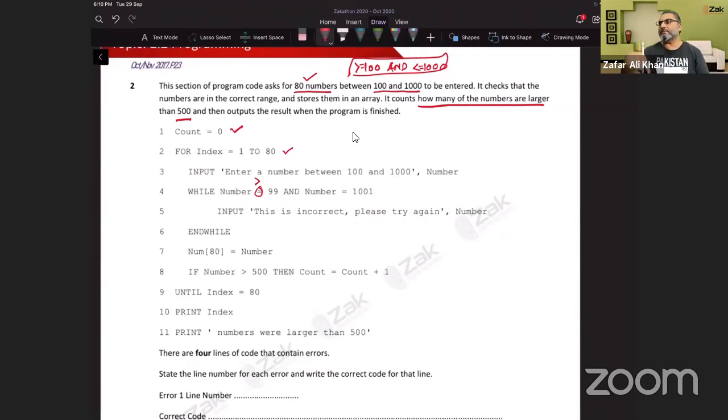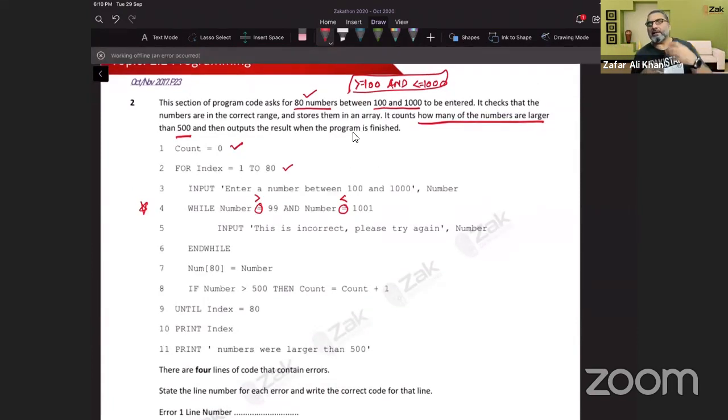So at least the number that you can enter is 100. And similarly, number is less than 1001. So at most the number that you can enter would be 1000. So this is a way of inclusion. They might have written greater than or equal to 100 and less than or equal to 1000. Instead, they have written greater than 99 and less than 1001.